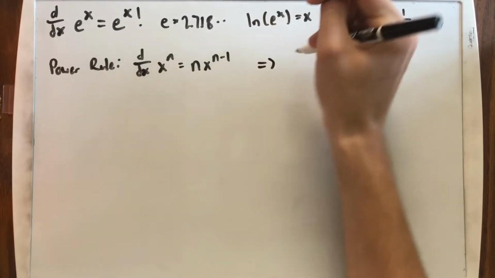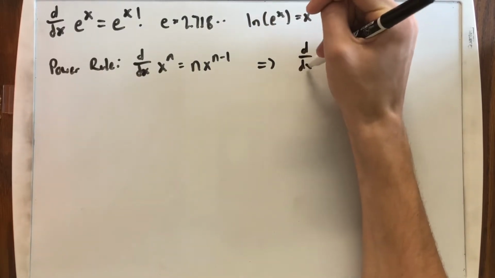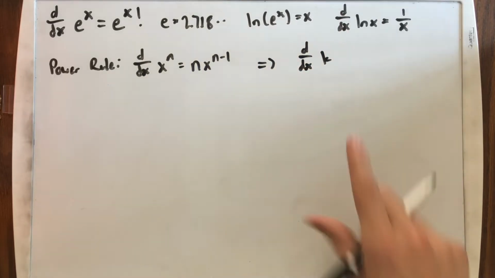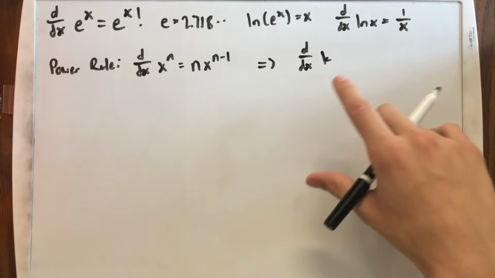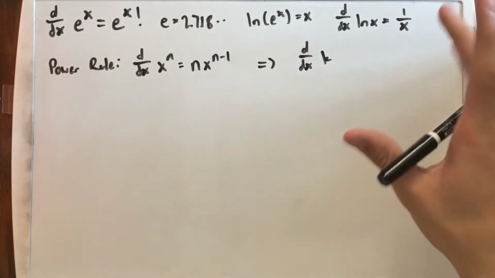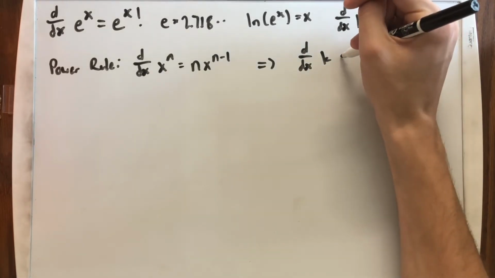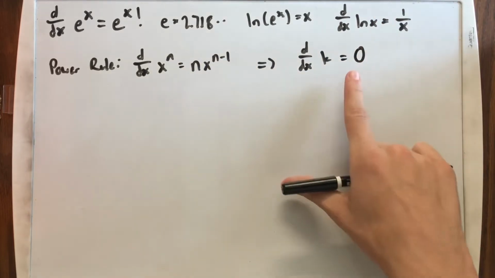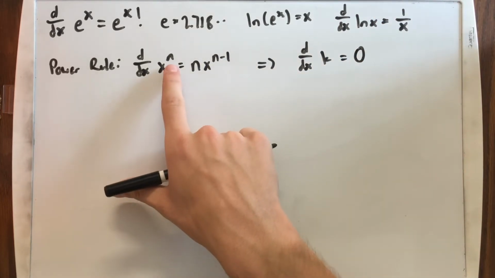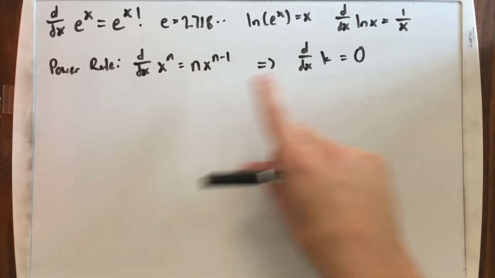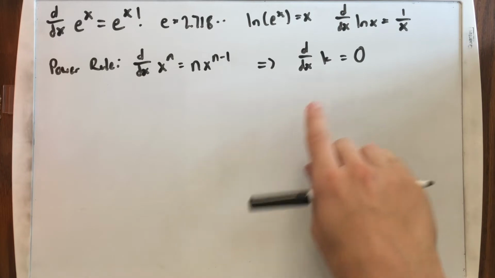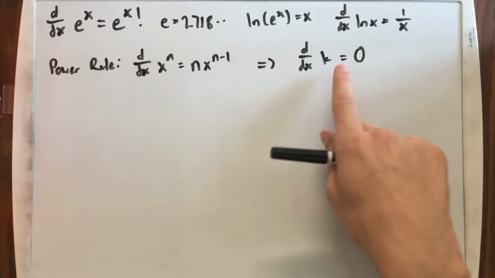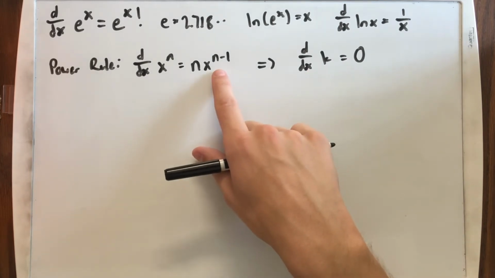Though this also implies that the derivative of k, being some constant, doesn't matter what it is, it could be 1, it could be 0, it could be 3/2, it could be 16 trillion, is equal to 0 using this rule. Because if that n is equal to 0, that means that x to the 0 would be 1, so you just have whatever the coefficient is in front of it, which means the derivative of k would be 0.